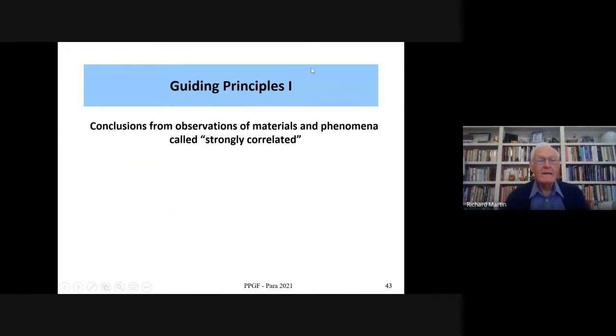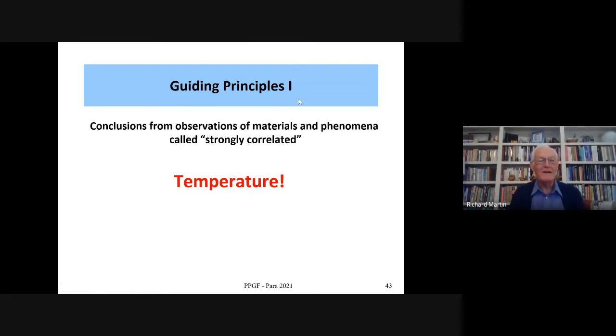So, there are two guiding principles that I would like to use. Conclusions from observations of materials and phenomena, the ones that are called strongly correlated, are interesting results. And let's look at just the observations. What is important?